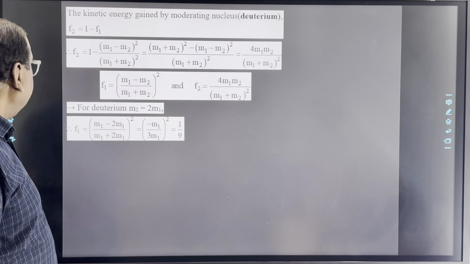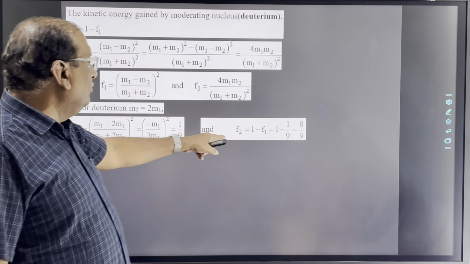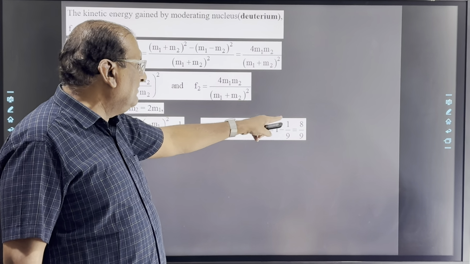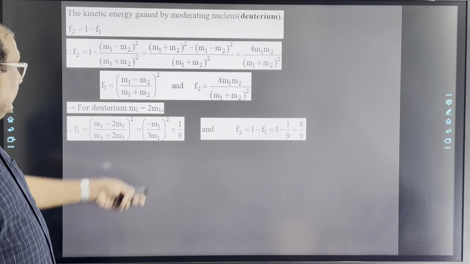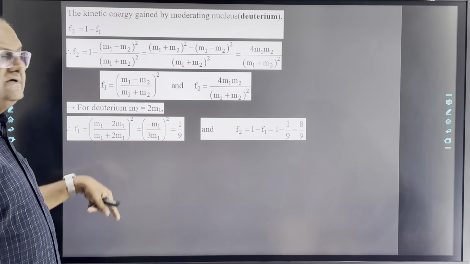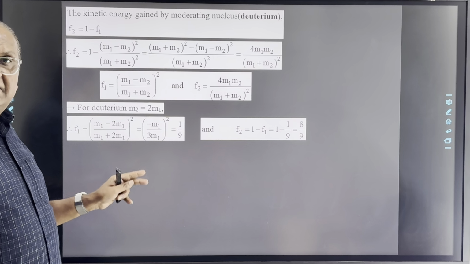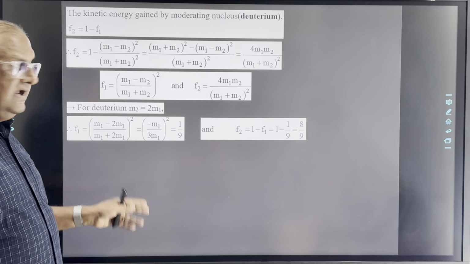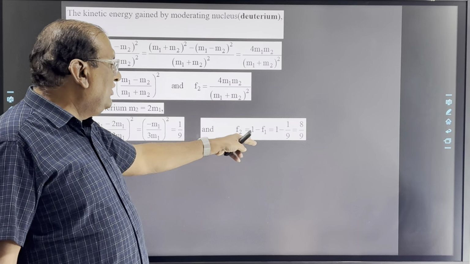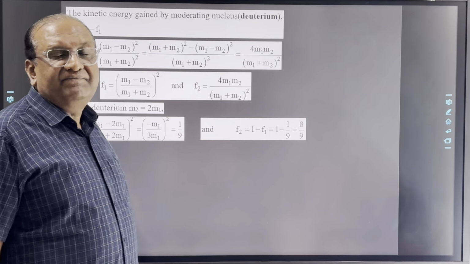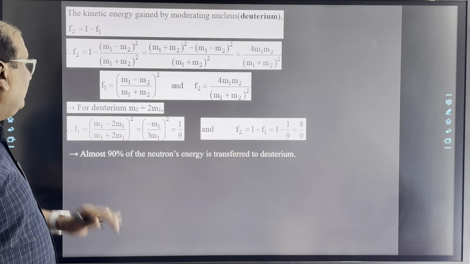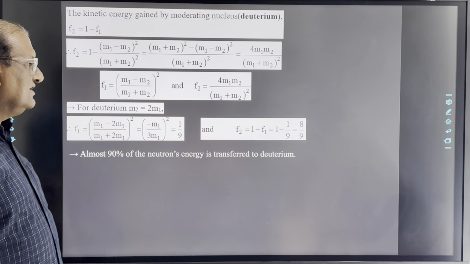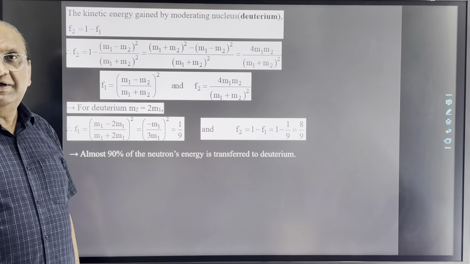Now F2 is 1 minus F1, that is 1 minus 1 upon 9, that is 8 by 9. So here we can say after collision the fractional kinetic energy gained by deuterium is the maximum one. Clear? So almost 90% of the neutron's energy is transferred to deuterium.